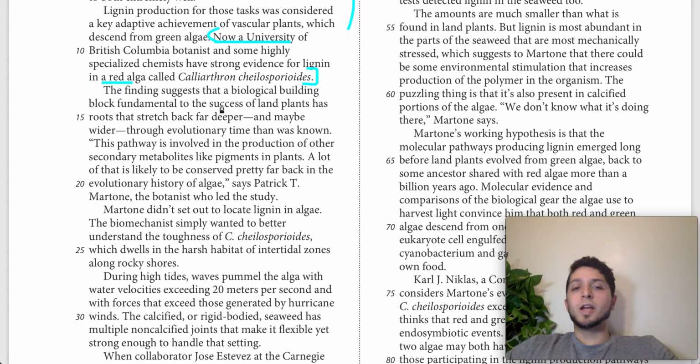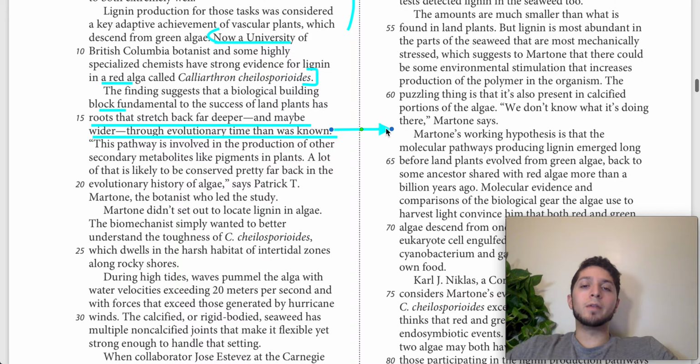This finding suggests that a biological building block, lignin, has roots that stretch back far deeper and may be wider through evolutionary time than was known. So we've had to do a little more reading than is common. We're already in the third paragraph here.